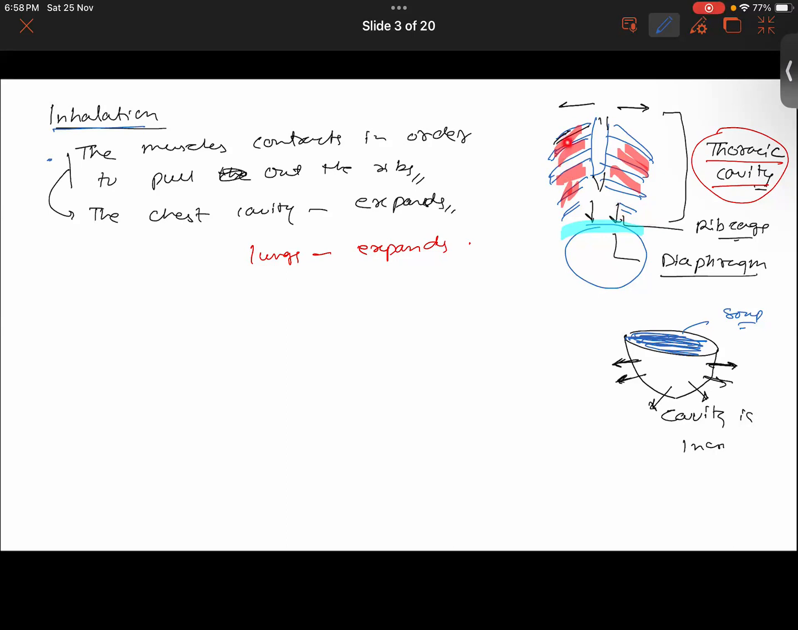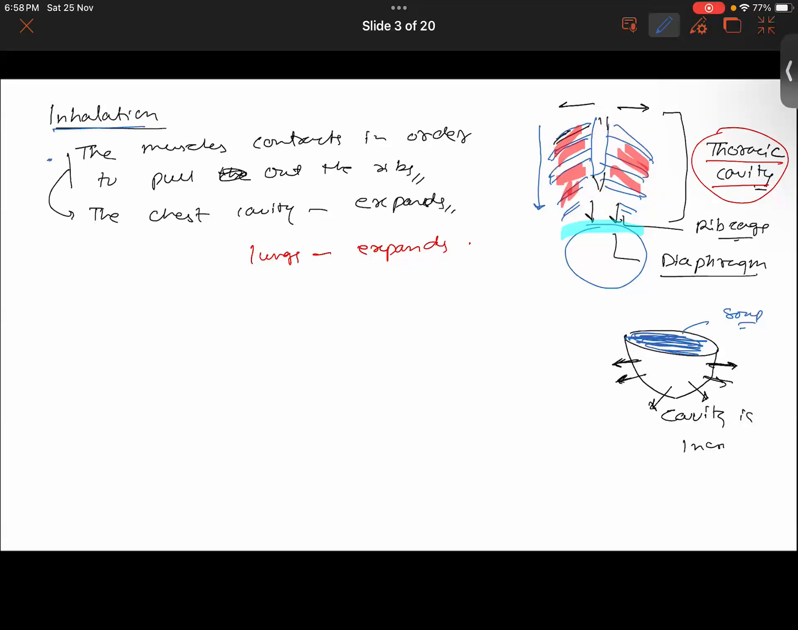The volume is also increasing. We are still in inhalation. One more aspect has to be cleared. The volume of this cavity, the chest cavity, also called the thoracic cavity, increases now. So one more important thing: volume basically refers to the space anything acquires. Volume is simply space occupied by an object. So now the space is more here since it has expanded.